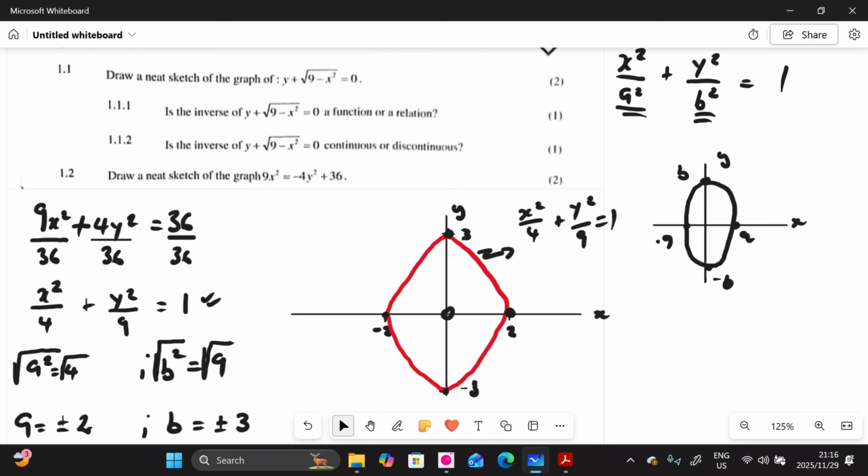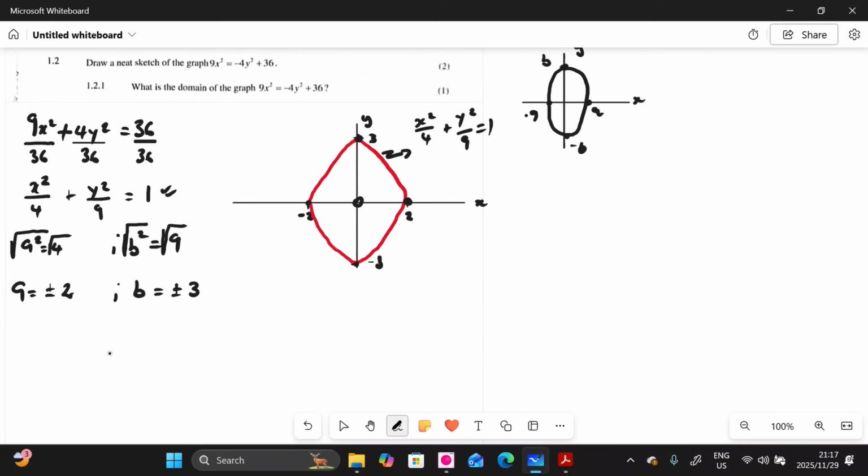All right, people, we are done with 1.2. Let's look at the next question. All right, the next question is as follows. It's 1.2.1. They want you here to tell us what is the domain of the graph 9x squared is equal to negative 4y squared plus 36.